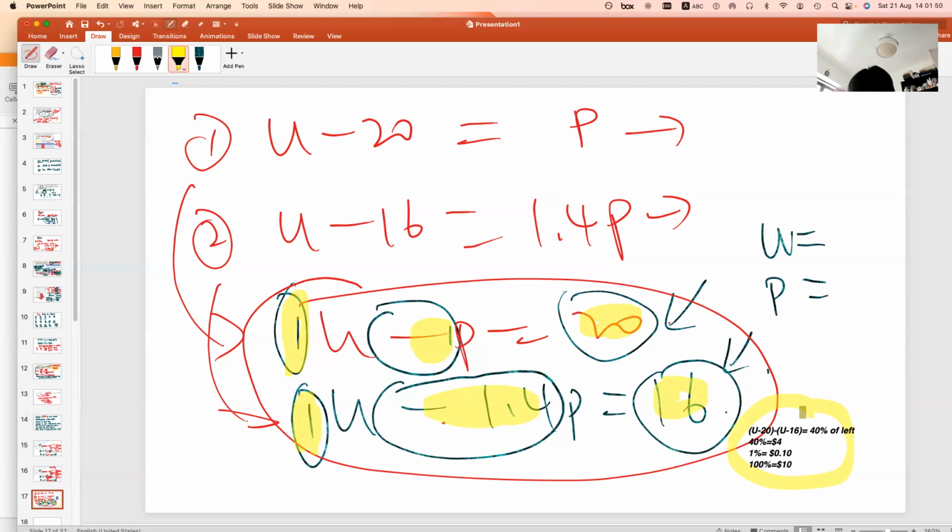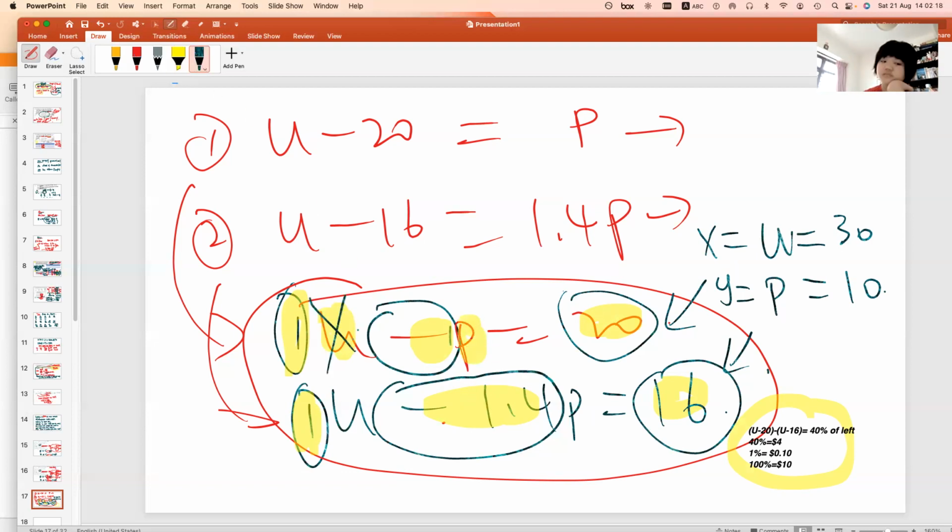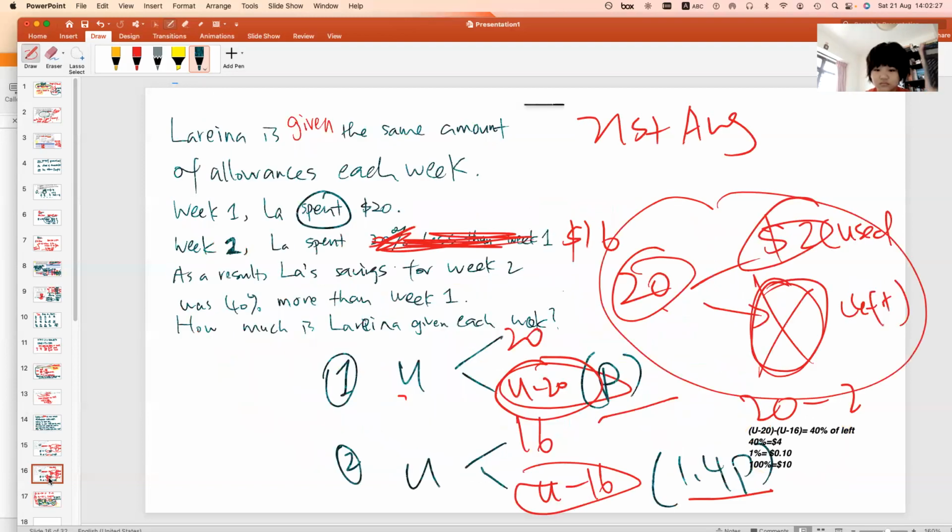What is the answer from your calculator? U and P, which is X and Y. My calculator says X equals to 30, Y equals to 10. Okay, good. So U equals to 30, P equals to 10. Why does your calculator show you X and Y? Because your calculator assumes that because your U comes first, the P comes next. So U equals to 30, P equals to 10. What the question asks, they want U, right? How much is Lorian given each week? They want U, right? So it's 30.